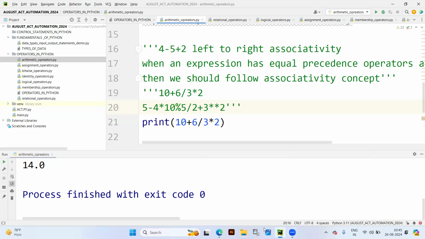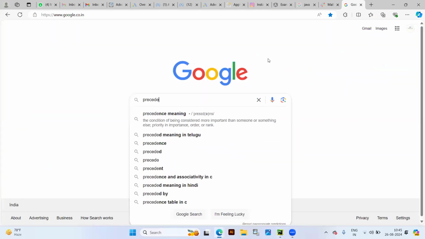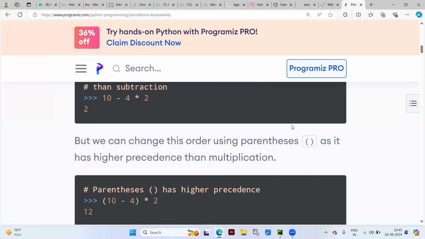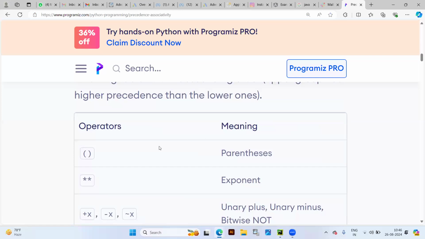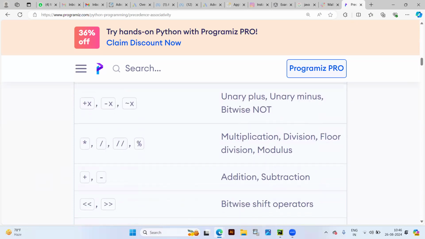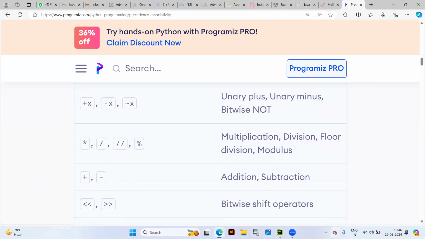I have already shown you that there is a precedence table in Python. According to this table, the priorities are given. Firstly, open and close parentheses. Next is the exponential operation. Next are unary operators. Then plus and minus. Then left shift operators. You have to remember this, otherwise you can follow this table. Accordingly, it will produce the result.